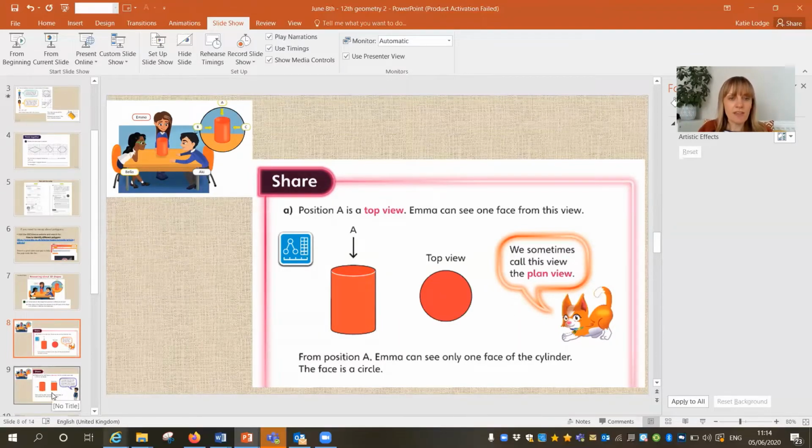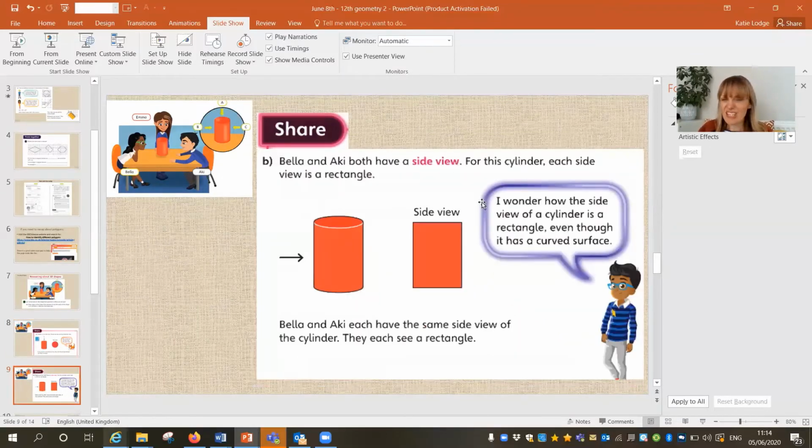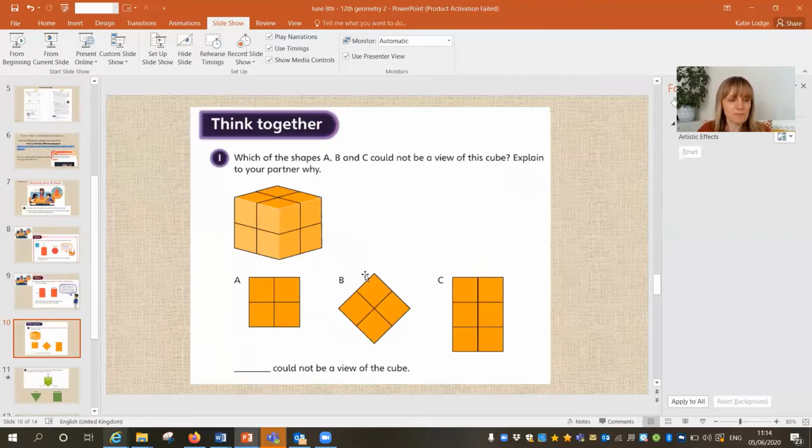Now, Aki and Bella, they were looking from the sides, and actually this is where it's kind of strange, it is a rectangle in a way, because even though it's got a curved surface, if you just look straight on at it, the side view is a rectangle. I found that a little bit strange, but that is how it goes.